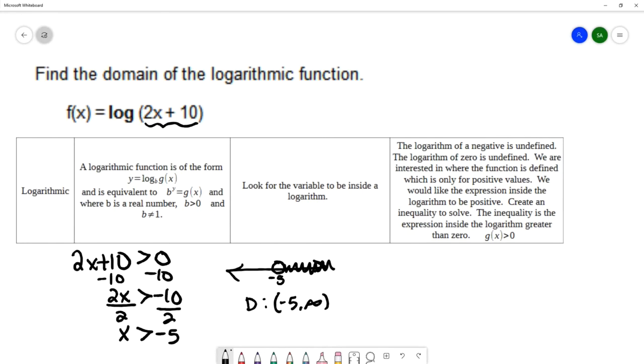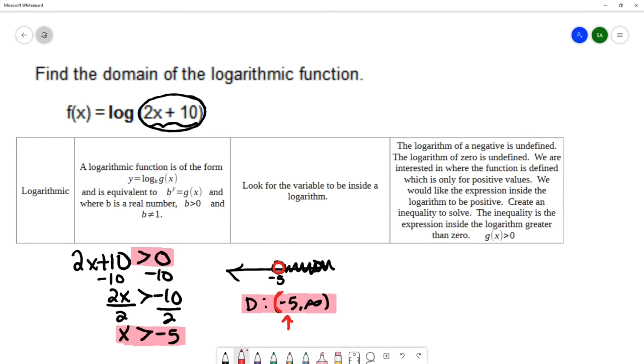So anytime you're looking for the domain of a logarithm, you're going to take the expression inside of the log, create that inequality where you set that expression greater than 0 and solve, and you will get the domain from that inequality. Now I want you to notice here that I've used a parenthesis on the negative 5. Parenthesis has the same meaning as that open circle. It means that that point, that negative 5, is not included in the domain.